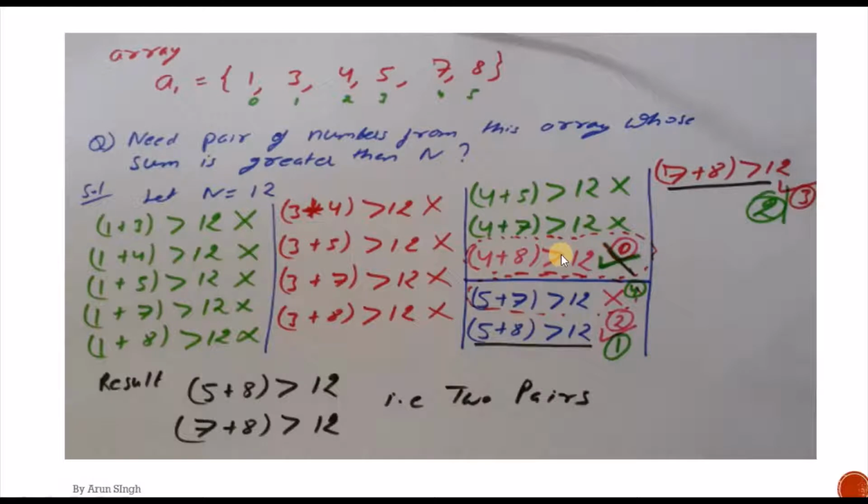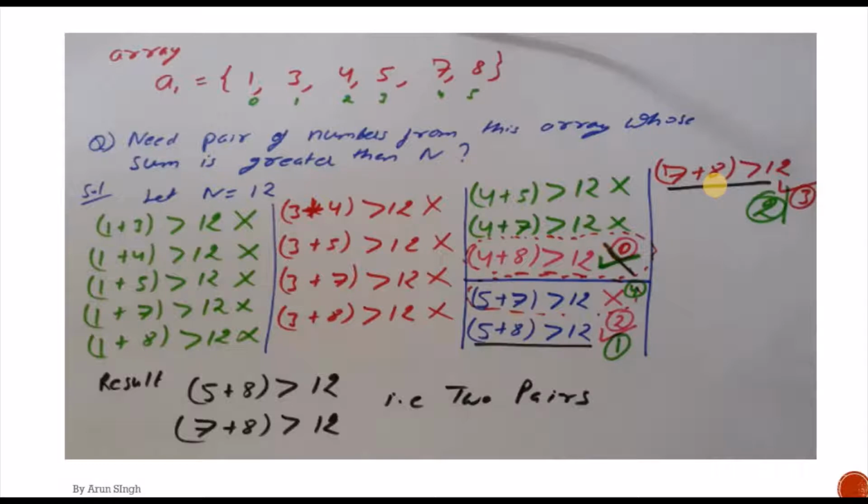It is not greater than 12. If someone says greater than or equal to, then this pair will count, else not. 5 plus 7 greater than 12? 5 plus 8 greater than 12? Yes. Similarly, 7 plus 8. If someone says it is greater than or equal to, there is only one condition to change, which we will check here in the code.